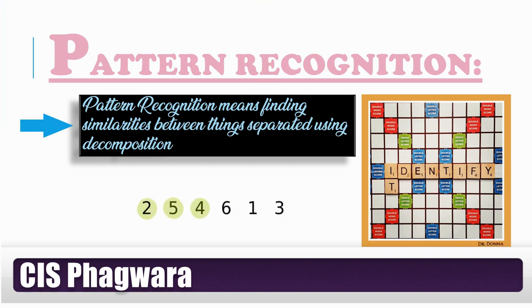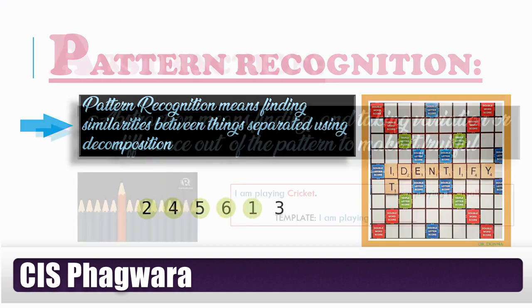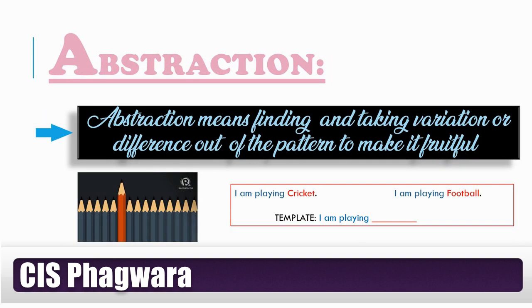Now, the next step is abstraction. Abstraction means finding and taking variations or differences out of the pattern to make it fruitful. I'm going to explain it to you by giving an example. Like I have written 2 sentences here. First one is I am playing cricket, second is I am playing football.